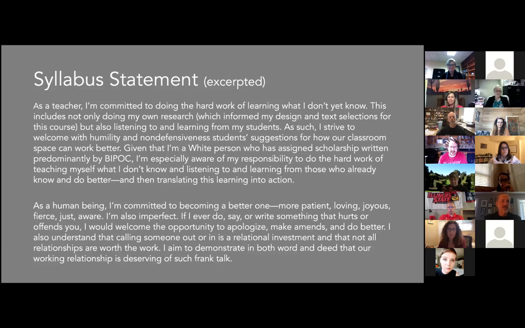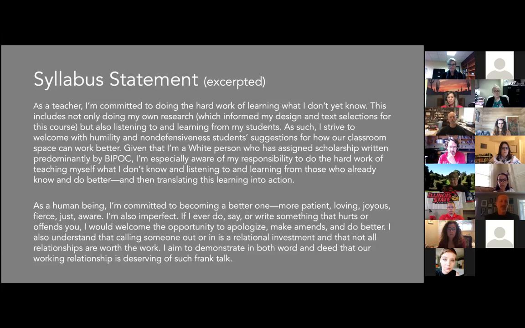As a teacher, I'm committed to doing the hard work of learning what I don't yet know. This includes not only doing my own research, which informs my design and text selections for this course, but also listening to and learning from my students. As such, I strive to welcome with humility and non-defensiveness student suggestions for how our space can work better. Given that I'm a white person who assigned scholarship written predominantly by BIPOC, I'm especially aware of my responsibility to do the hard work of teaching myself what I don't know, listening to and learning from those who already know and do better, and then translating this learning into action. As a human being, I'm committed to becoming a better one: more patient, loving, joyous, fierce, just, aware.